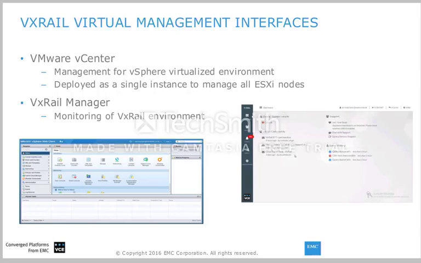The VMware vCenter Server framework is installed as a single virtual machine configuration on the primary node or connected to an external vCenter environment. VxRail Manager monitors its virtual infrastructure also, which we'll be discussing in this presentation.